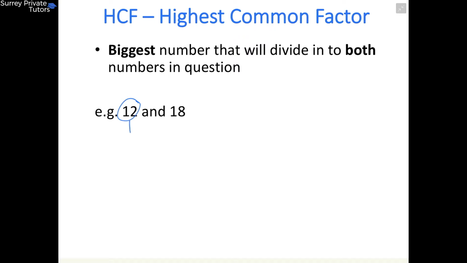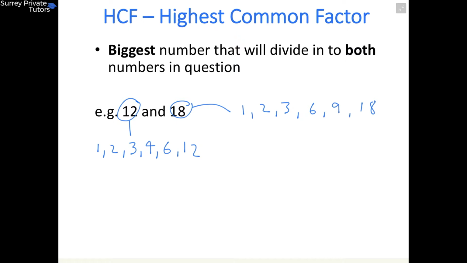So if we do 12 first, our factors are 1, 2, 3, 4, 6, and 12. Now if we do the same thing for 18, you get 1, 2, 3, 6, 9, and 18.